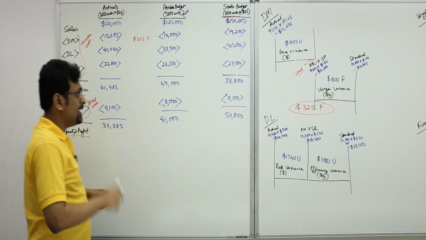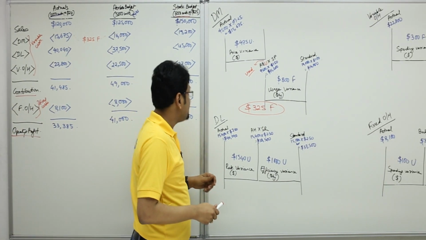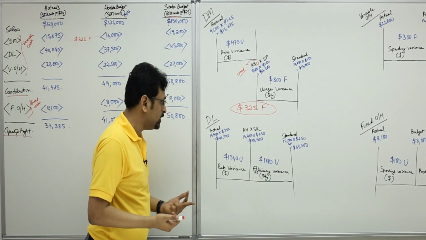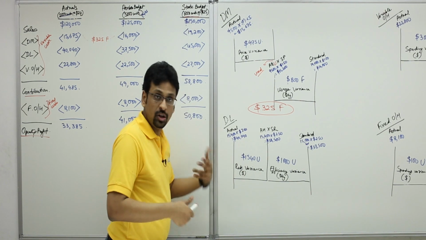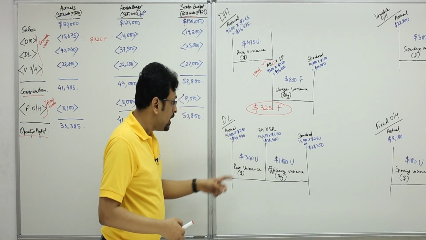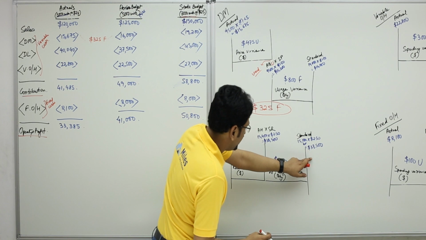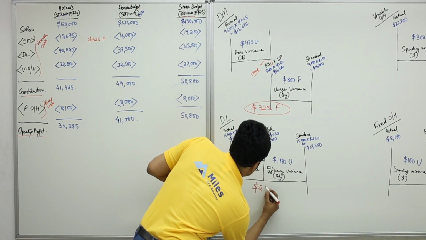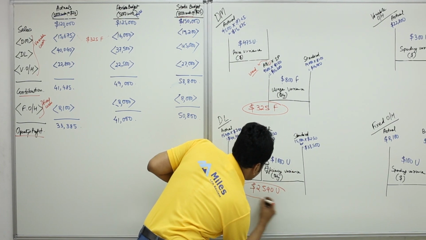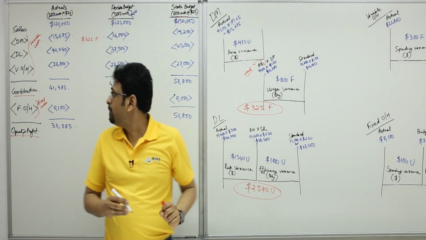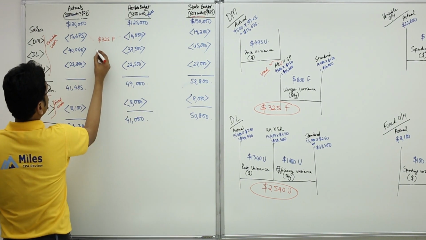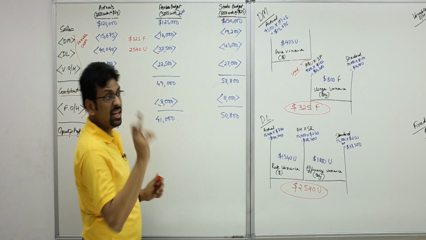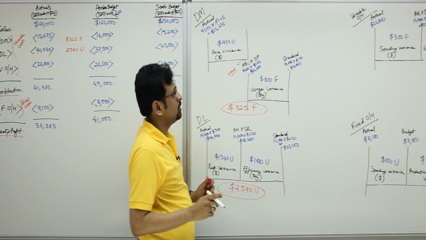Okay, now getting to direct labor. Direct labor, the standard was 37,500. They used $40,040. We've broken it down into rate variance, the dollar variance, and quantity variance. In total, this is 37,500 minus 40,040. That's 2,540 unfavorable. So let me put that number in here.